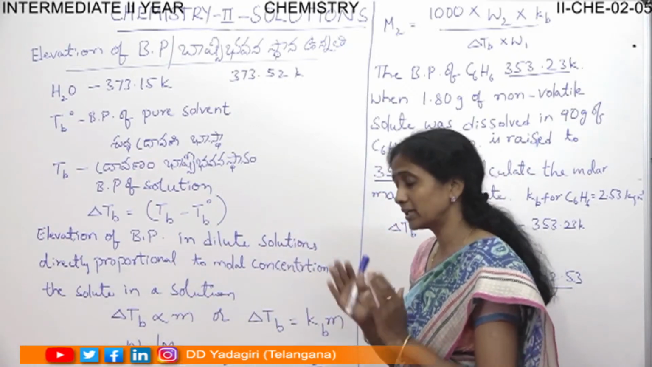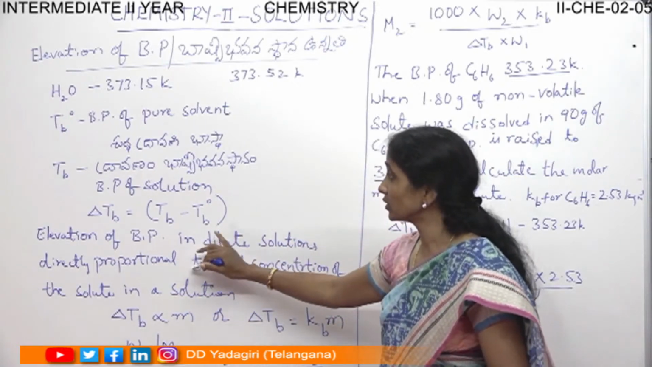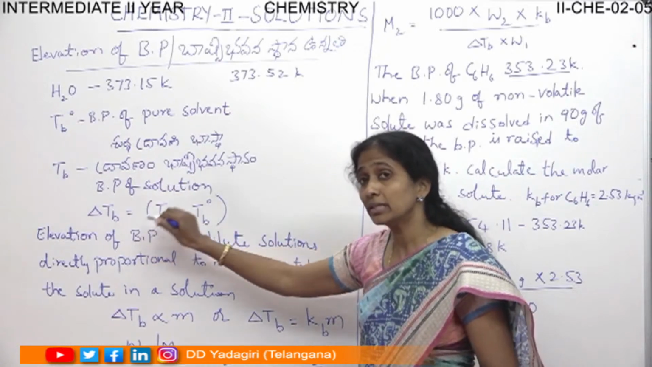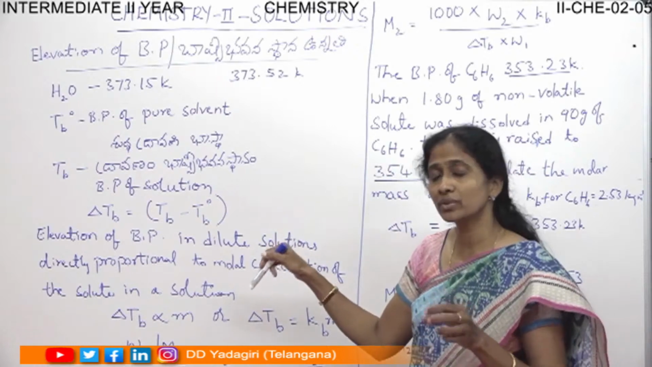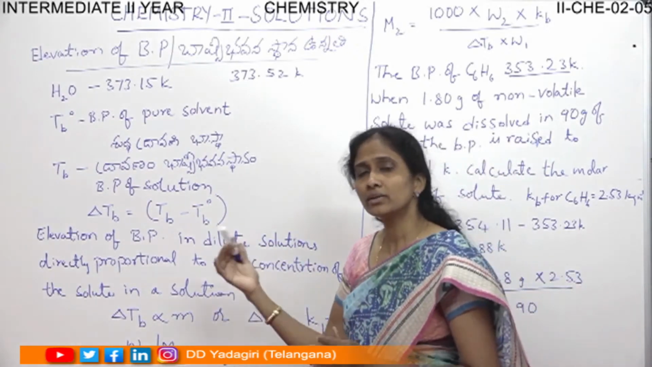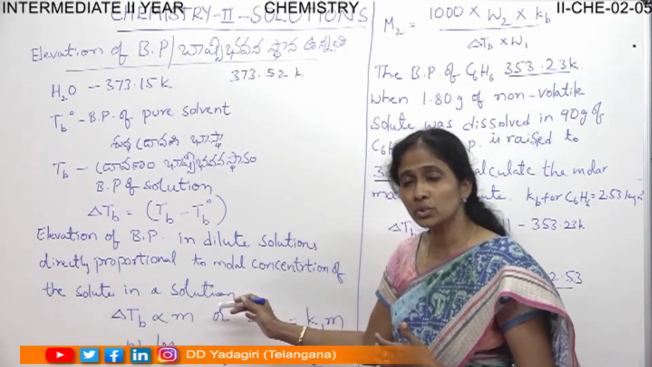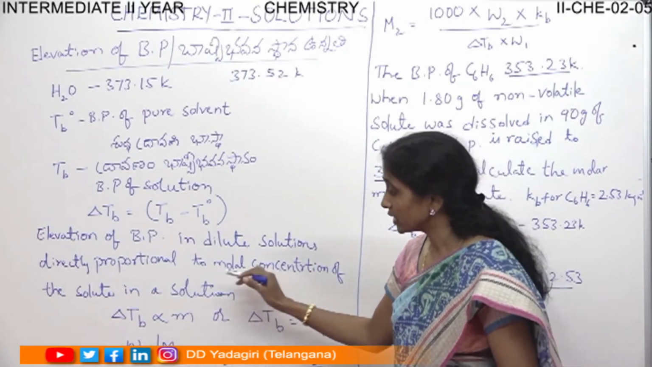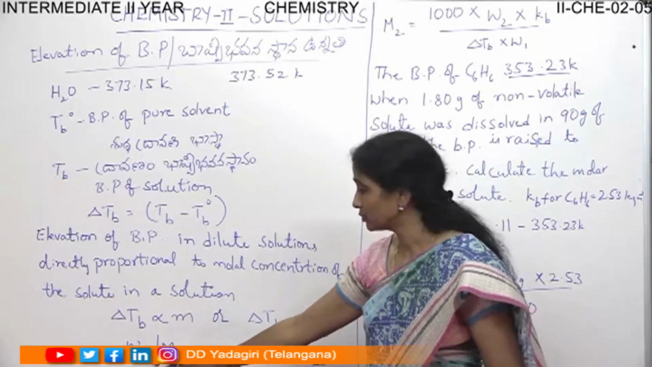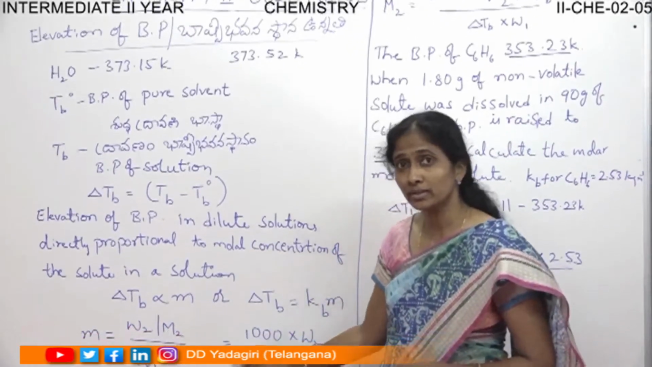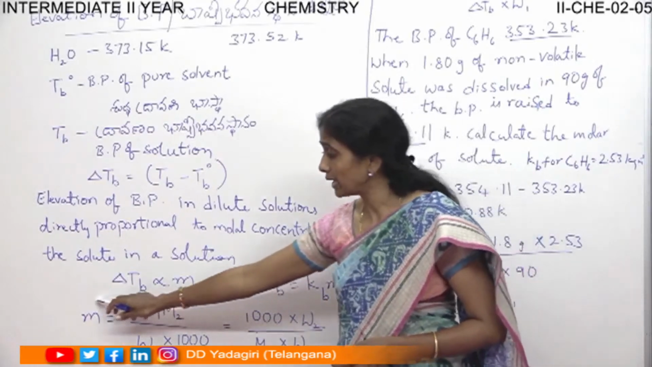So that we can write it as, here we are talking about elevation of boiling point, which is proportional to the molar concentration of the solute present in the solution. That's why we are writing delta TB proportional to m, where m equals W2 by M2 by W1 into 1000. So again we should remember that molality.